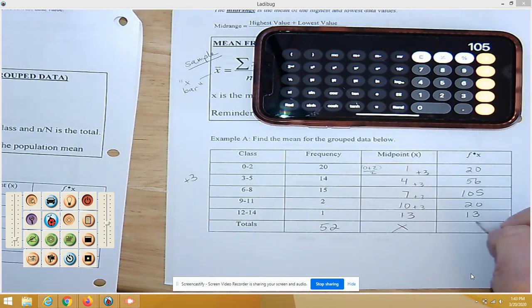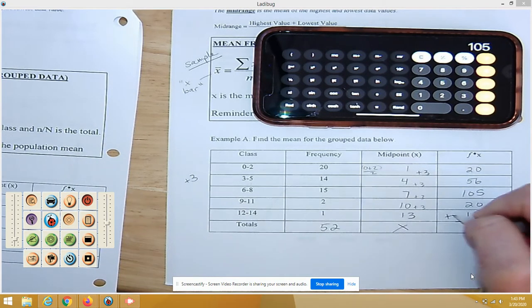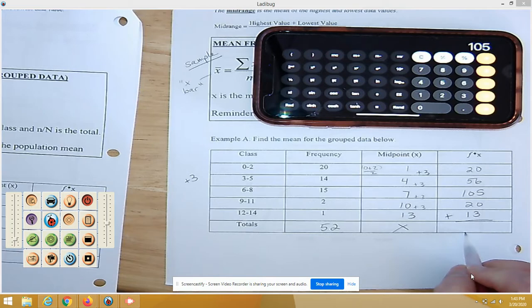And then again, you're going to add these all up. So this is your total. So here you're going to add up your totals. Go ahead and do that.